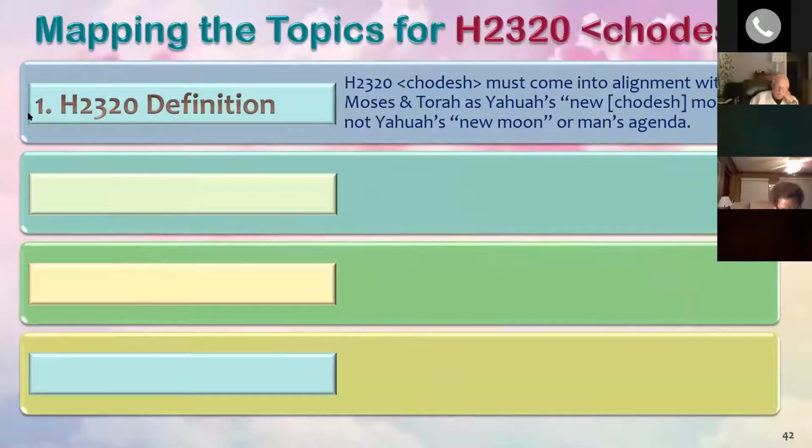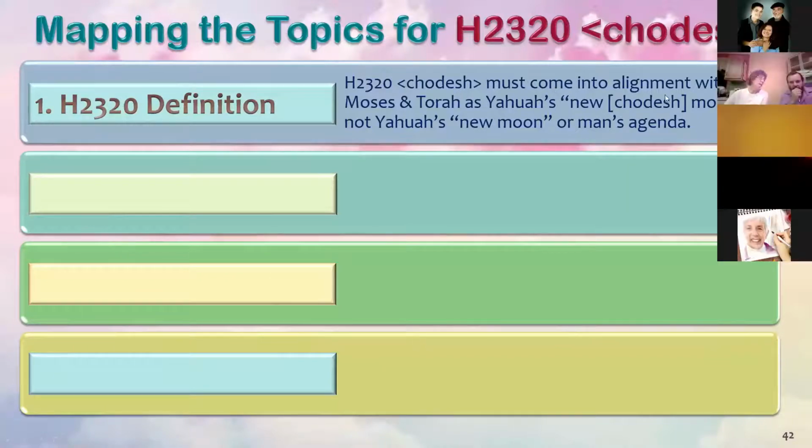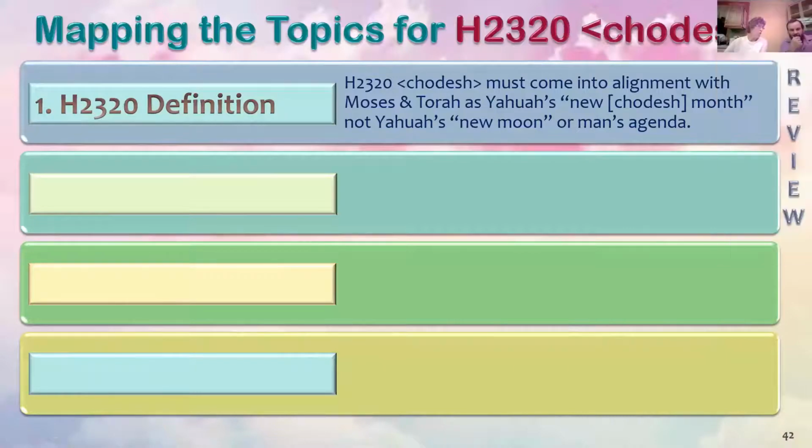We went into this definition with a lot of detail, and we said that Kodesh must come into alignment with Moses and Torah as Yahuwah's new Kodesh month, not Yahuwah's new moon month or man's agenda. Because Yahuwah does have a month, a new moon month as well, okay? Yes. But 2320 has to come into alignment with his Kodesh month, not your Rek month. Yes. So we did that. If you need to see that and have a refresher, go back.